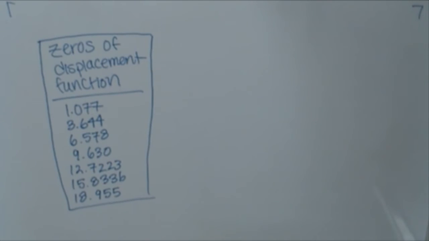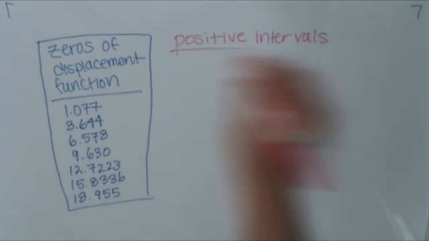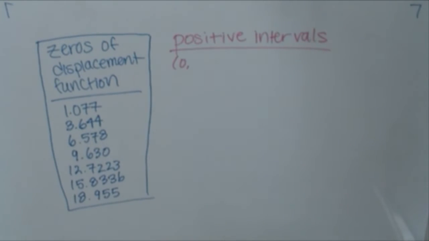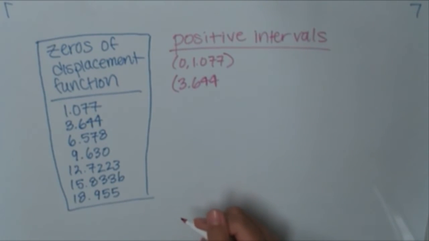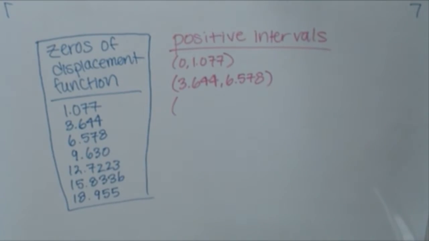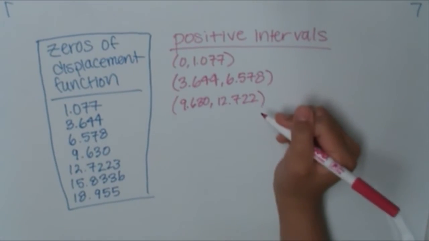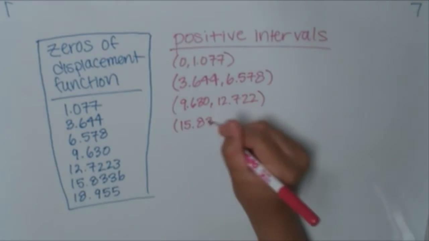In this case, these are located at t equals 1.077, 3.644, 6.578, 9.630, 12.722, 15.834, and 18.955. Now we can determine the subintervals using our superior calculus knowledge. We know that by looking at the graph of the displacement, the areas where d of t is increasing is positive, and the areas where d of t is decreasing is negative.